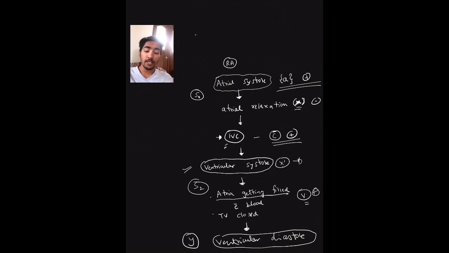Here you can see the tricuspid valve is closed. Now again all the blood that was in the atria will get into the ventricle, and that again produces your Y wave. Thus I think you understood this topic well and enough.